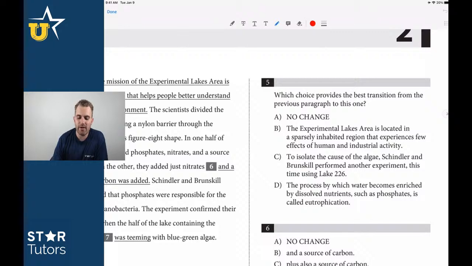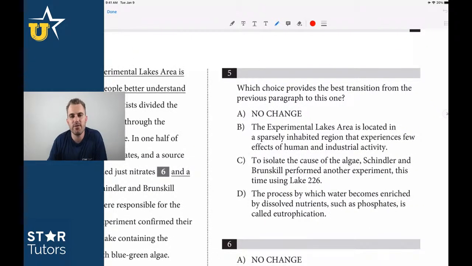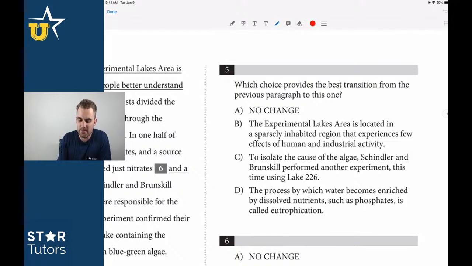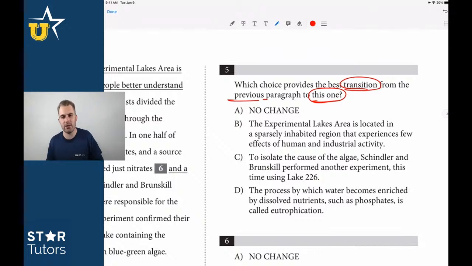So as an example, everybody reads number 5, and they don't even think about the question. So when you see a question like question 5, which choice presents the best transition from the previous paragraph to this one? Now that seems so elementary to go through. You guys are probably sitting there being like, yeah, I get that. But you'd be amazed at how many students don't think in that capacity during the test.